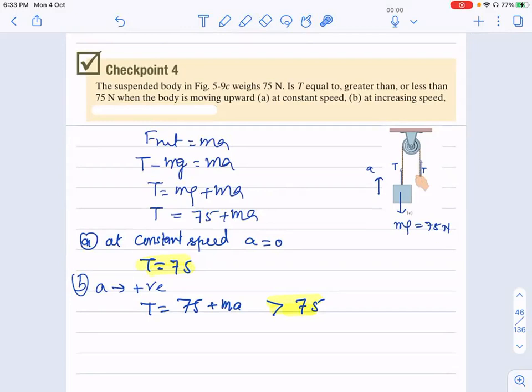Now second case, acceleration, increasing speed means acceleration positive upward. So this whole term will be plus. So tension required will be more than 75. ये तो 75 है plus something extra. So depending upon how fast you are increasing the speed, more and more tension than 75 will be required.